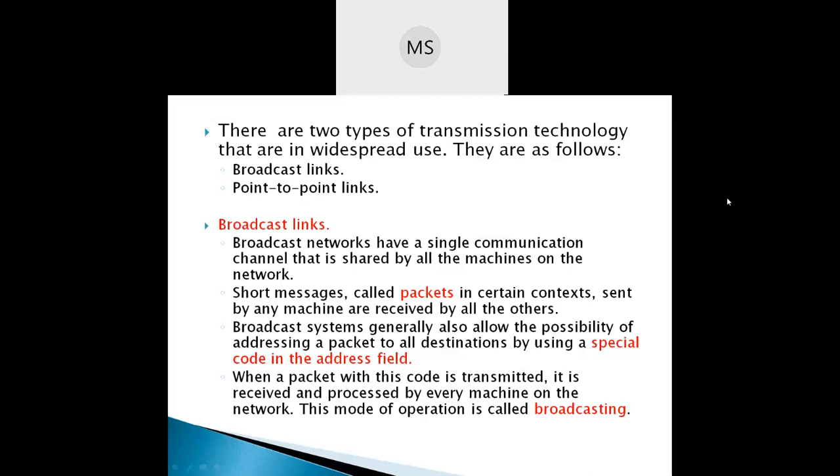So when a packet with this code is transmitted, it is received and processed by every machine on the network. This mode of operation is called broadcasting. Sometimes, a packet has another type of special code that can be accessed only by a group of systems connected in the network. That type of data transmission is known as multicasting.